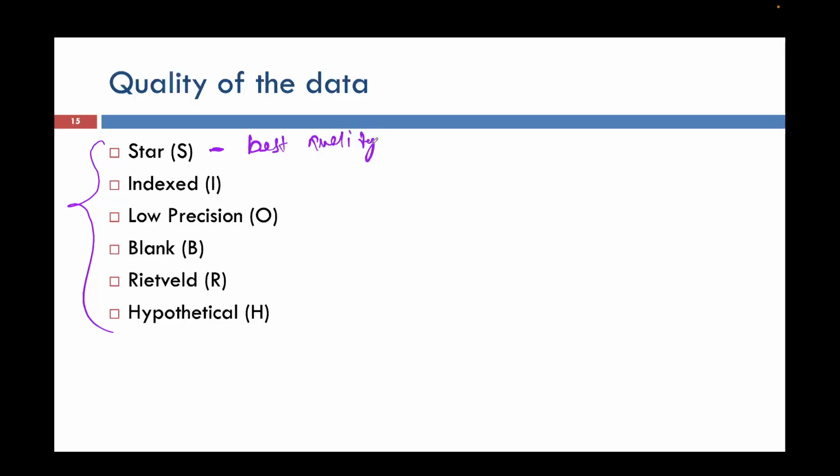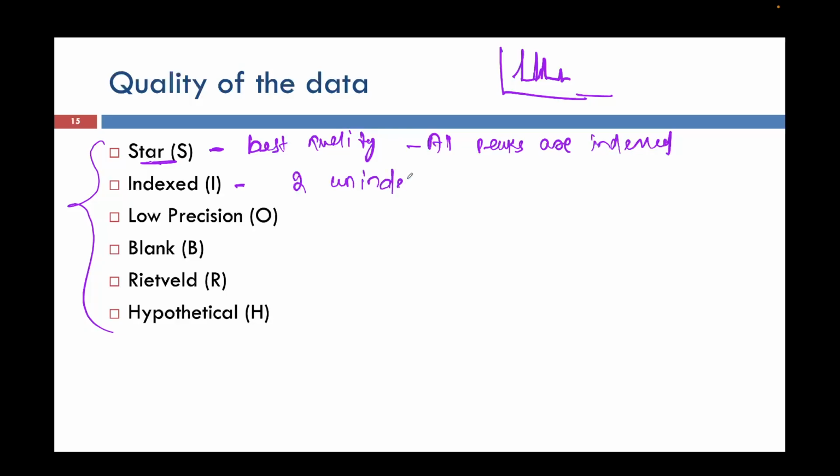Best quality data means whichever peaks you are getting in your X-ray diffractogram, all the peak intensities as well as all the peak positions match with the standard data. That means in a star file, all peaks are indexed. Not a single peak is remaining. Then comes indexed quality. It is a little lesser than the star quality, but there will be at least two unindexed peaks.